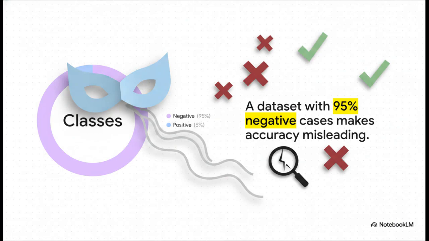Have you ever been totally fooled by a really high test score? Well, if you have a highly imbalanced data set, say something with 95% negative cases and just 5% positive cases, a completely brain-dead model that just blindly guesses negative every single time is going to hit a stellar 95% accuracy. But it completely and utterly fails to do its actual job. In data science, accuracy alone is a very dangerous illusion.